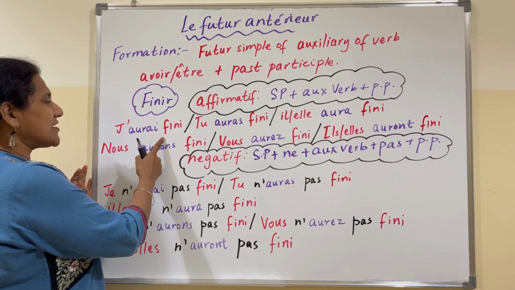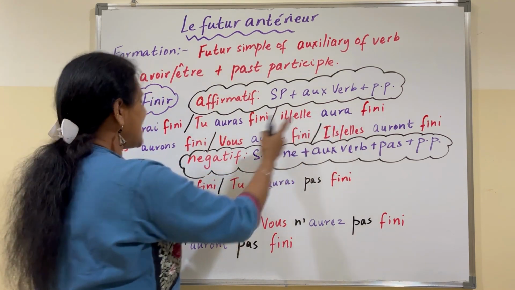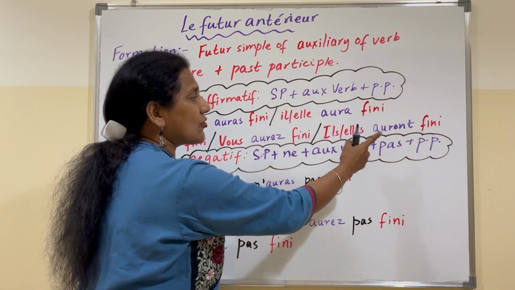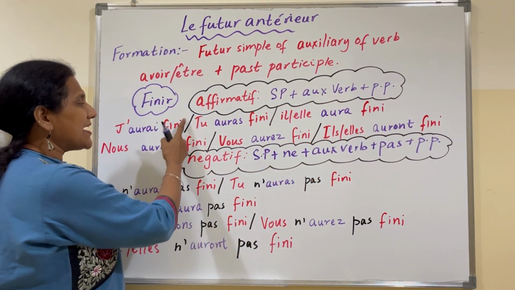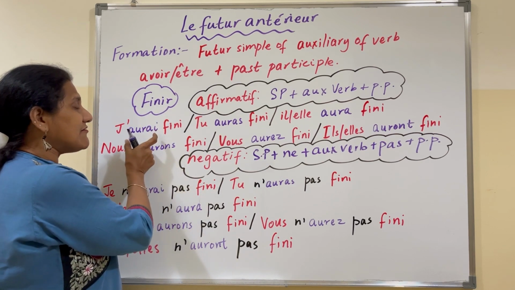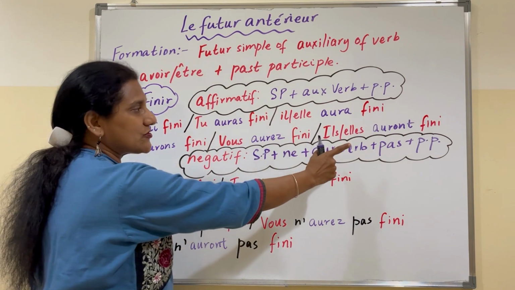So look at the conjugation: j'aurai fini, tu auras fini, il, elle aura fini, nous aurons fini, vous aurez fini, ils, elles auront fini. Notice the past participle is the same. We are just conjugating the verb avoir in future simple throughout.